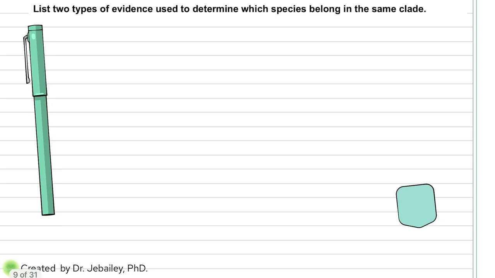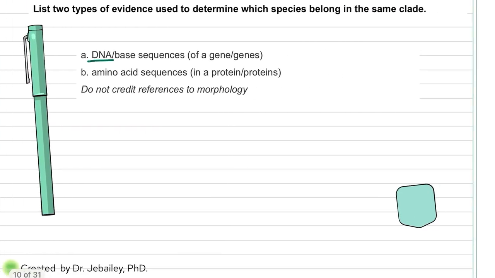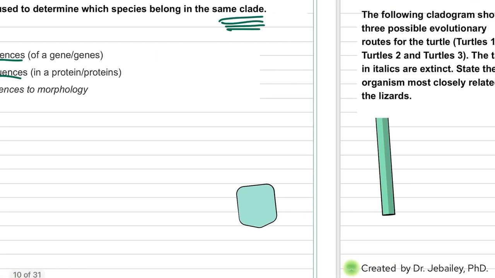Now, list 2 types of evidence to determine the species belong in the same clade. Again, it's asking for 2 types of evidence to make the clades. Obviously, that will be DNA and protein, or amino acids. These are the 2 pieces of evidence that you can use. So you can easily see that all the clades can be done according to these 2. That's obvious. You know it from now: DNA and amino acid.